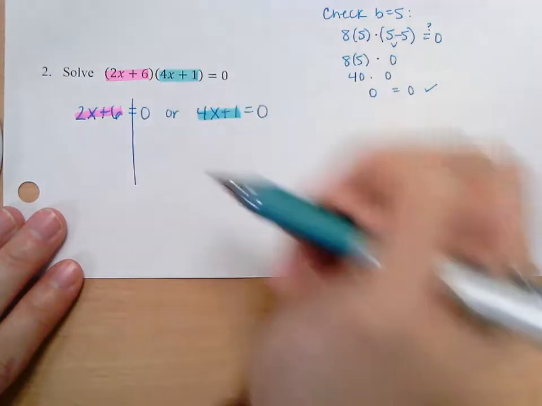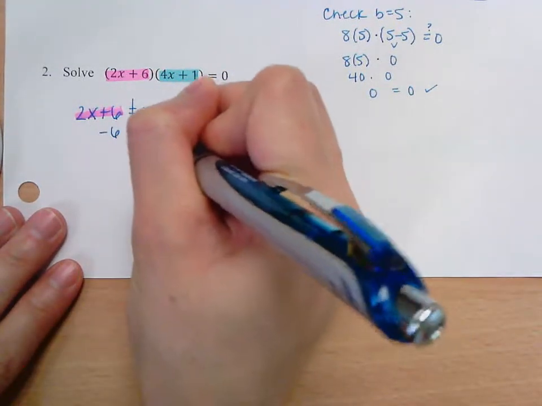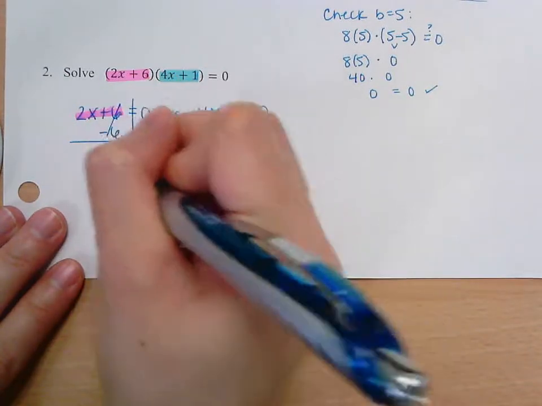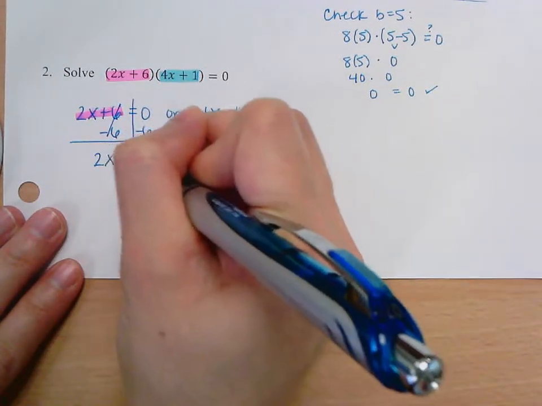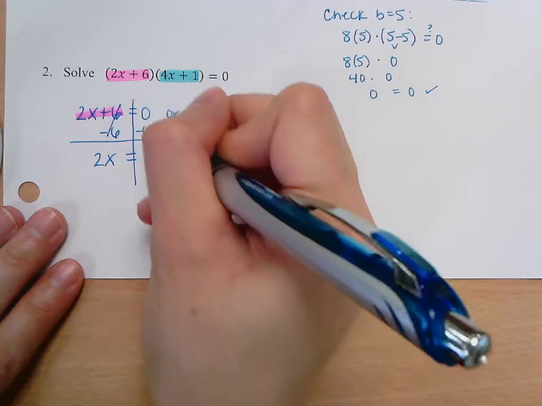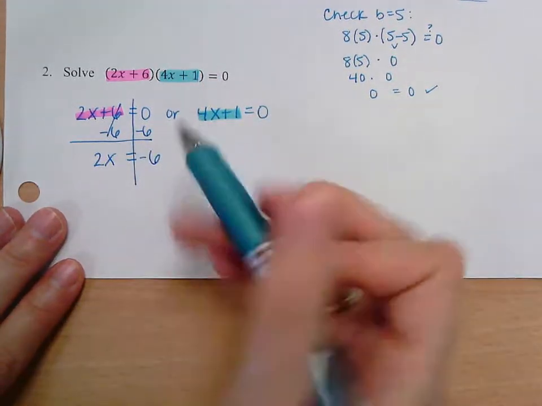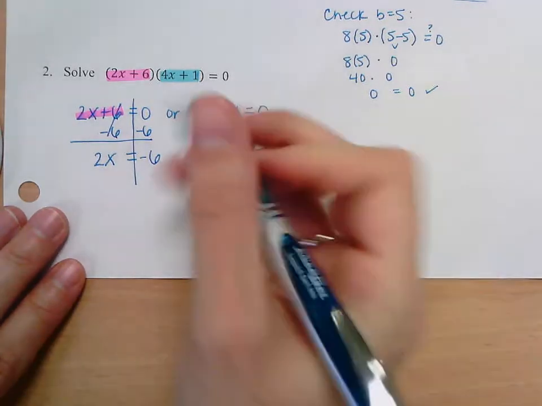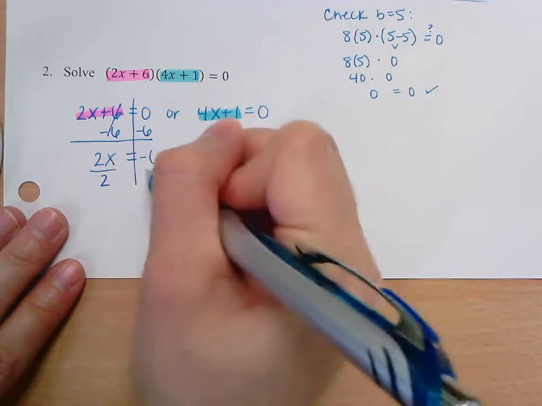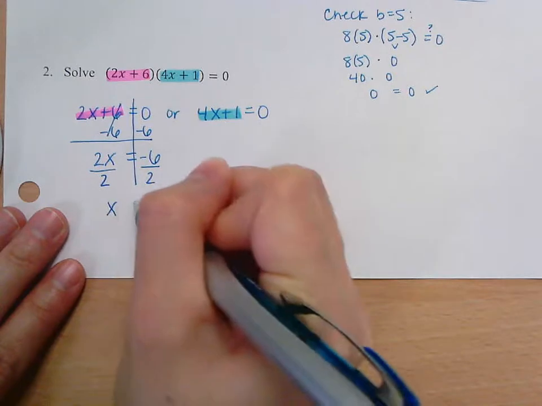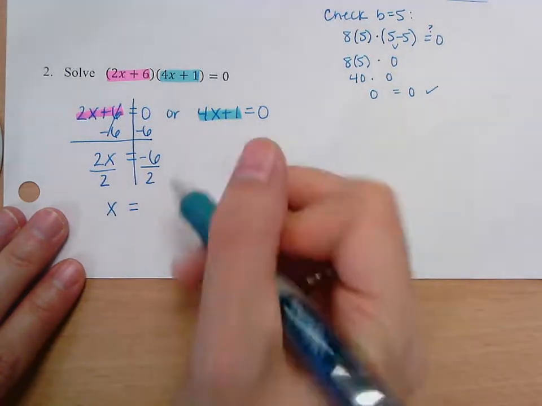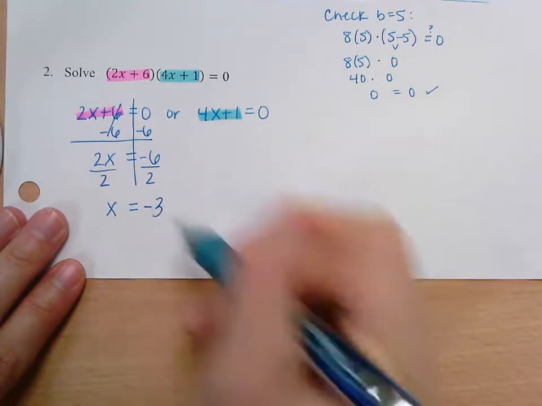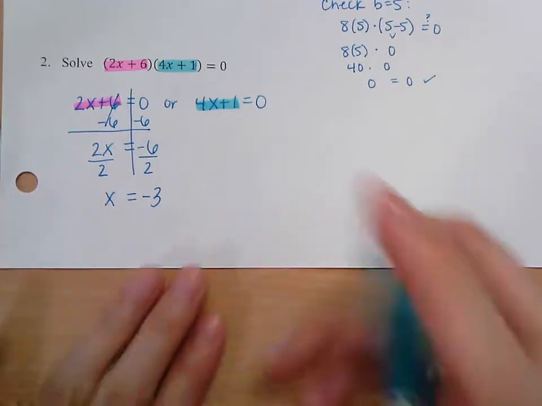Nadia? Subtract 6. So 2x equals 0 minus 6, which is negative 6. Then next step, divide by 2. So x will equal negative 6 divided by 2. It's negative 3. So there's one answer.